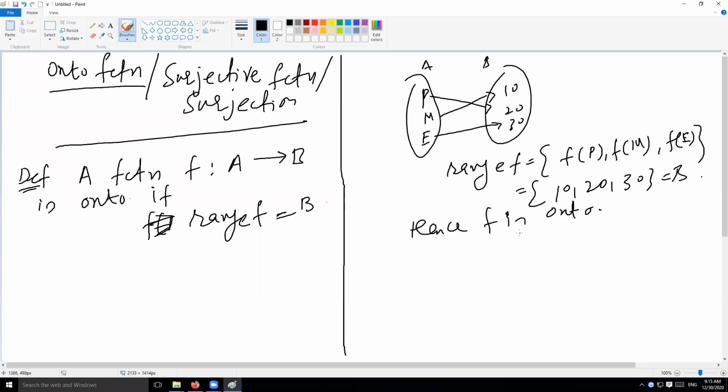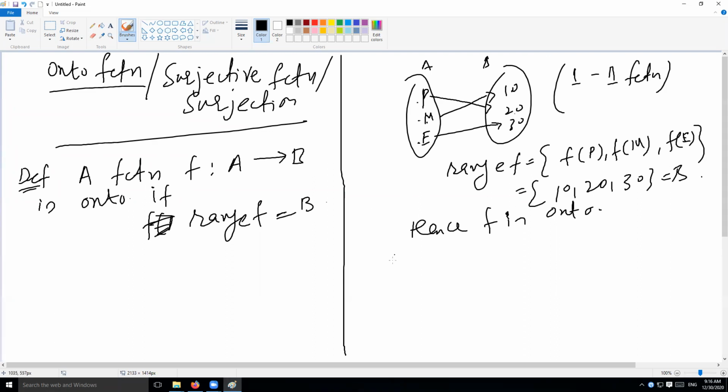But interestingly, this function is not only onto, but this function is also one-to-one. So different elements of the domain have different images. So it is both a one-to-one and onto function.